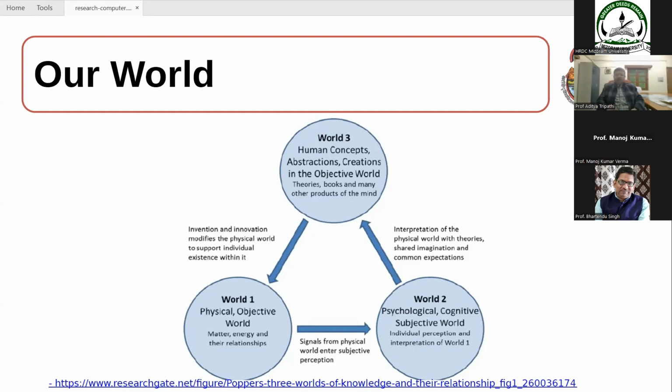So mostly it is a kind of object, a kind of product, a kind of theory, a kind of book, a kind of writer's note. Such kinds of objects are basically world number three. So this is also tangible. Out of three worlds, world number one is tangible, world number three is tangible, but world number two is intangible and resides in our mind.